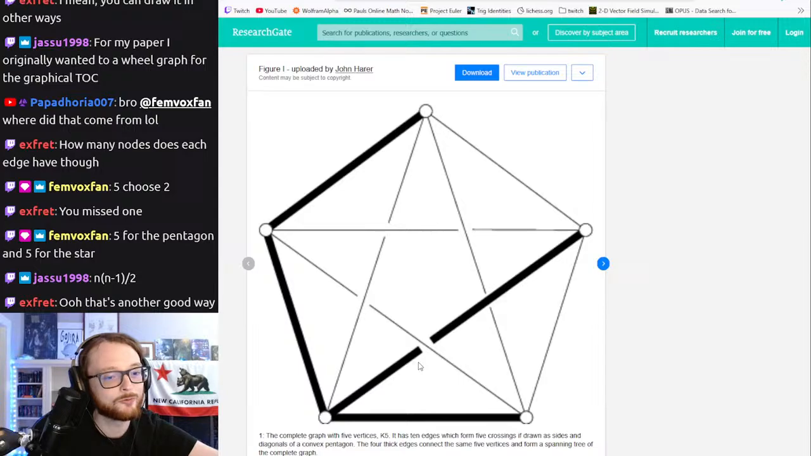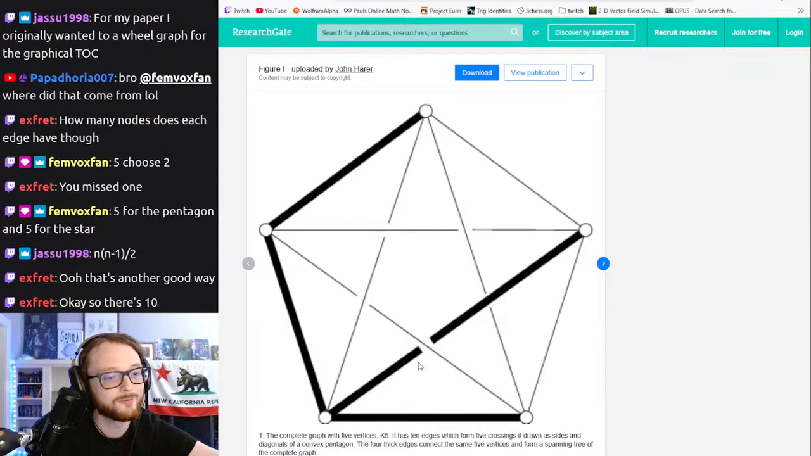N times N minus 1 over 2? That looks like Gauss's sum. That's probably also just 5 choose 2, or n choose 2.